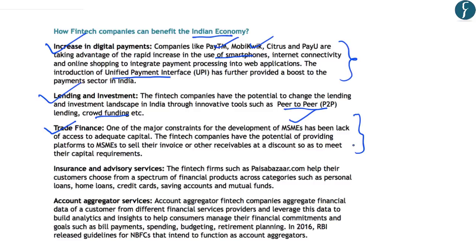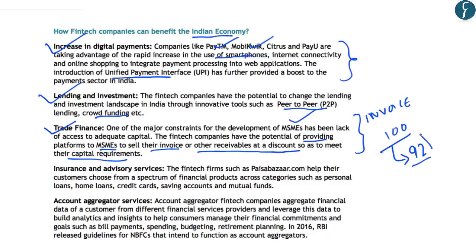One of the challenges faced by micro, small and medium enterprises is the lack of access to adequate capital. These financial technology companies have the potential of providing platforms to MSMEs to sell their invoices and other receivables at a discount so as to meet their capital requirements. What is meant by this is that, for example, if an MSME has sold something and has received an invoice of rupees 100, which it will get after some time, the MSME will sell such invoices to banks like SBI or ICICI, who will buy the invoice at a discounted rate. Let's say it buys it at 92 rupees. By buying such an invoice, the bank will get rupees 8 when the invoice matures. However, the benefit that accrues to the MSME is that it will receive 92 rupees immediately, which can be used by it. So this solves the problem of capital for these MSMEs.